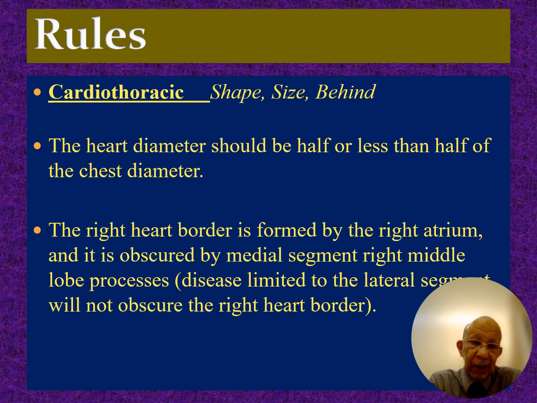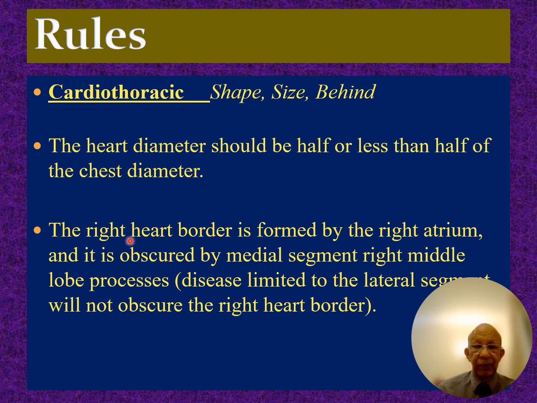The heart diameter should be half or less than half of the chest diameter in a PA film with a good inspiratory effort. And the right heart border is formed by the right atrium. So if you end up with any right middle lobe pathology, specifically the medial segment, because the right middle lobe has two parts, the medial segment and the lateral segment, right? So the medial segment is the consolidation that will obscure the right heart border.